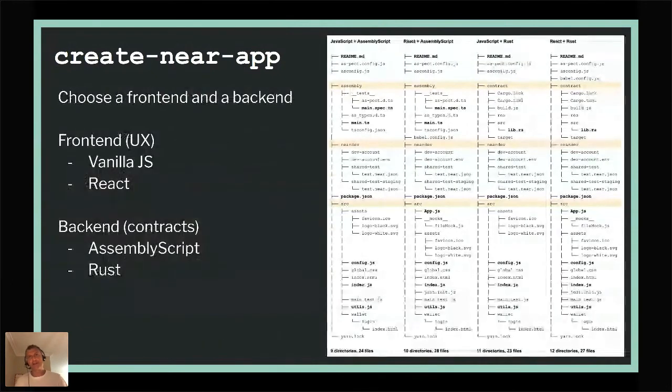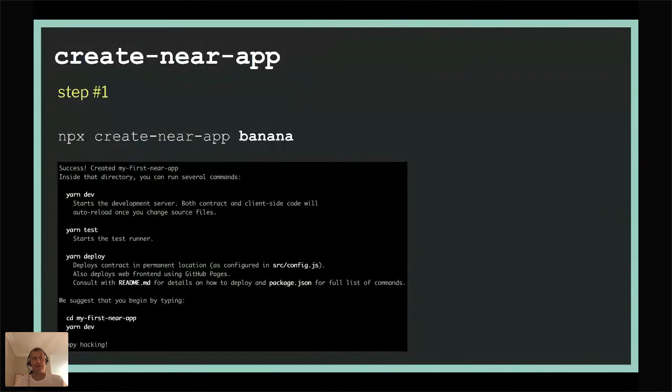Here's what it looks like in terms of the file system. This is the impact of your choice, basically. So you can see that the folders more or less line up. There's slight differences. You can kind of scan this page to see the differences in the file system. Almost exactly the same with some slight differences depending on the choices that you make. My recommendation is if it's the first time you're running this, stick with JavaScript and AssemblyScript. Okay, so let's do it.